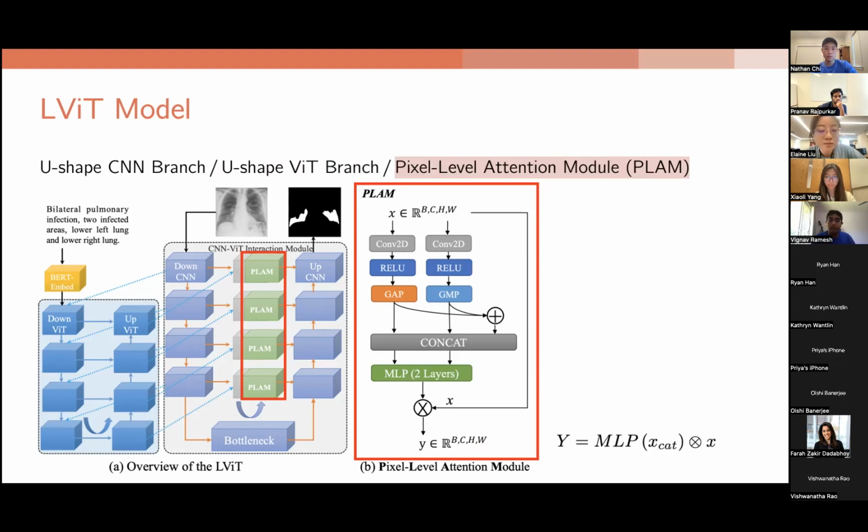So as you can see in the middle image, in the CNN branch, PLAM is incorporated into the skip connections at each layer of the CNN branch.